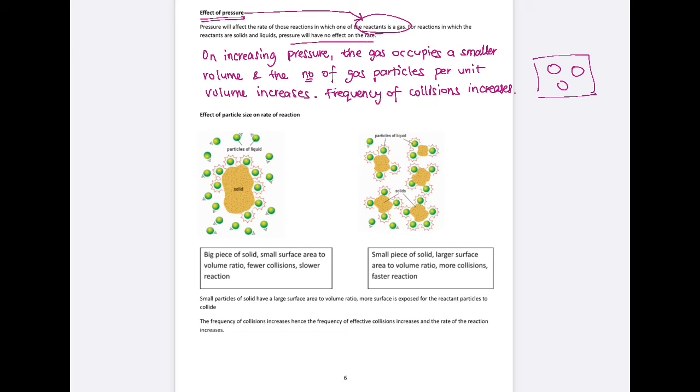When we increase the pressure of a gas, we are compressing the gas. So we have the same number of gas particles, but in a smaller volume. So this means that the particles are closer to each other. So the number of gas particles per unit volume increases, which means that the number of collisions will increase, which eventually means that the number of successful collisions will increase.